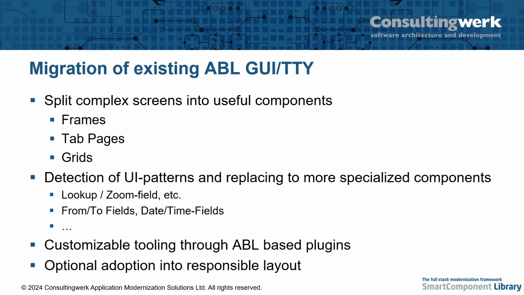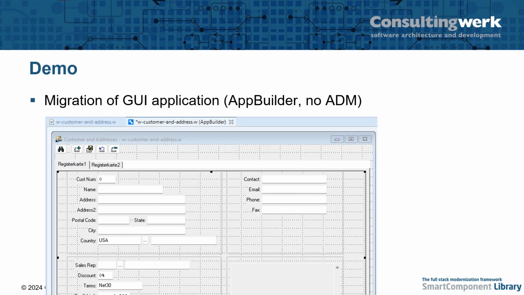It's really just looking at what is positioned where and how it would fit into columns and blocks of fields, and based on that we can derive a pretty good starting point for a responsive layout. So that's the UI that I'm starting with. We see that we have two tab pages here with some fields from the customer.